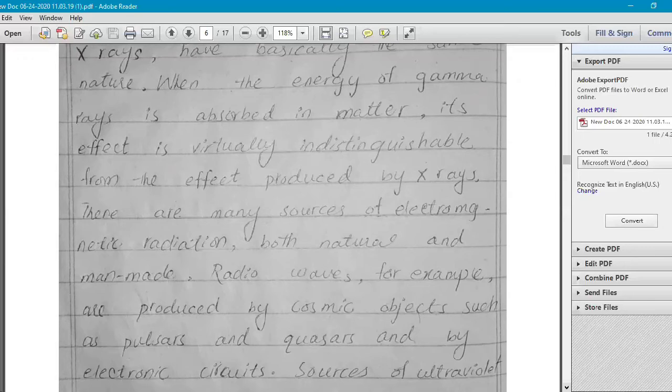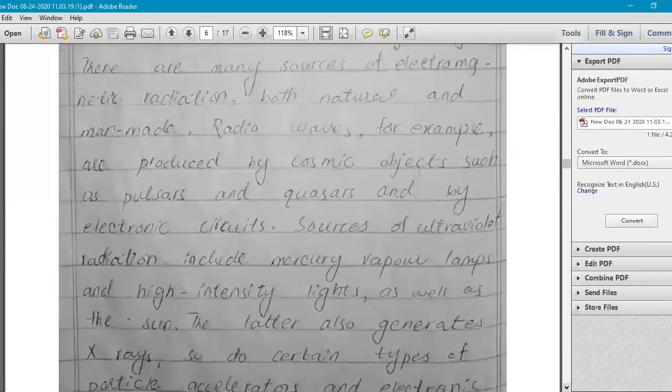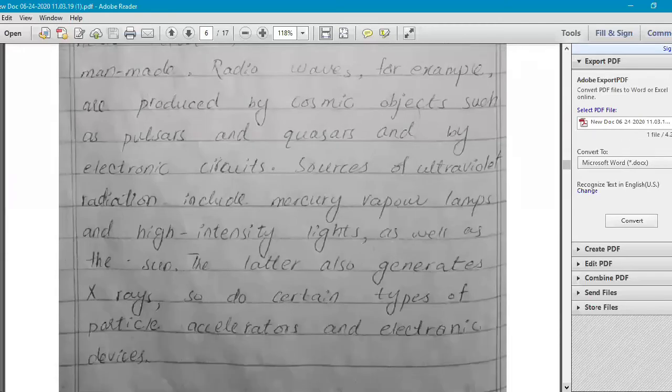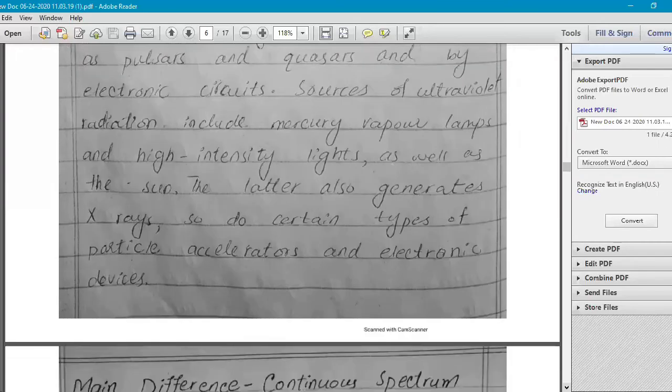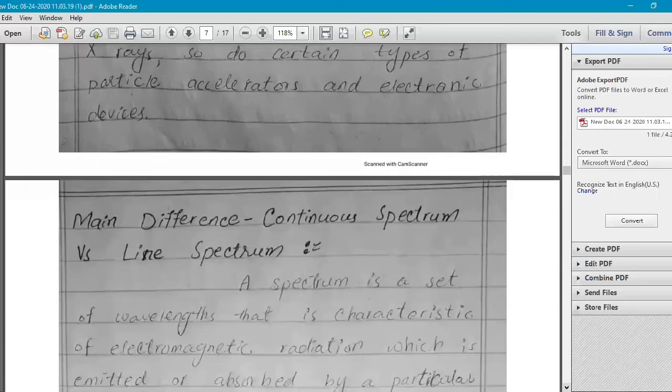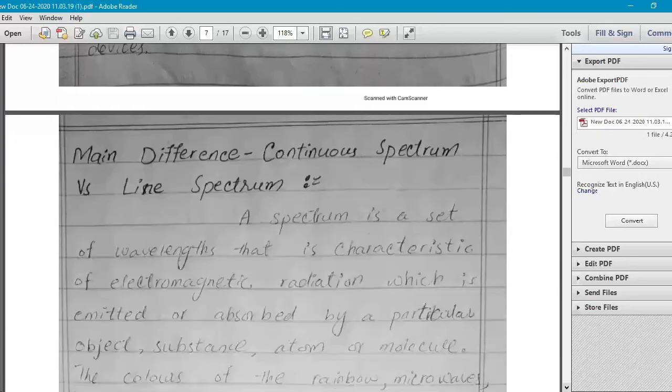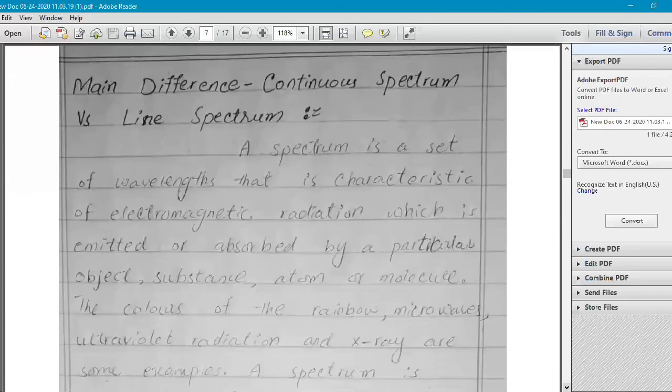Radio waves, for example, are produced by cosmic objects such as pulsars and by electronic circuits. Sources of ultraviolet radiation include the sun, particle accelerators, and electronic devices. Main difference: continuous spectrum versus line spectrum.